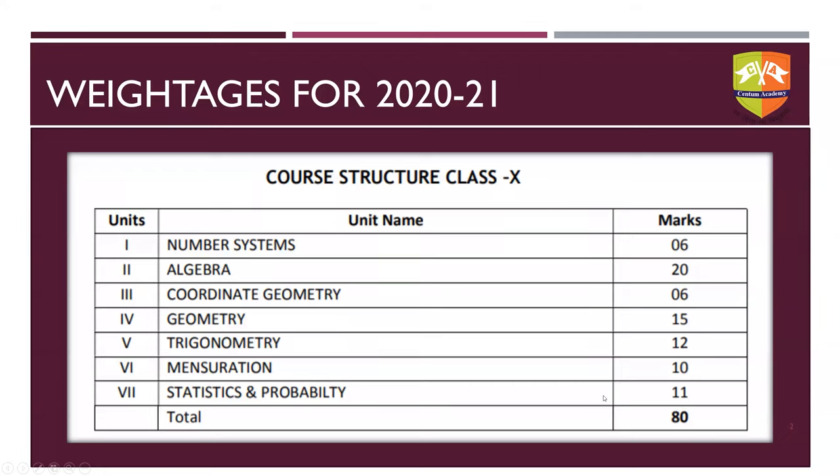So the proportion of statistics vis-a-vis probability would be around 6:5 or 7:4, which mostly is like that, 6:5, 7:4. So in total, 11 marks question from statistics and probability.